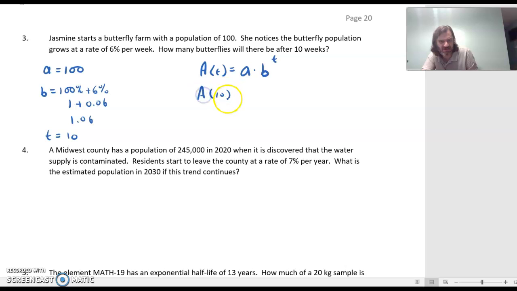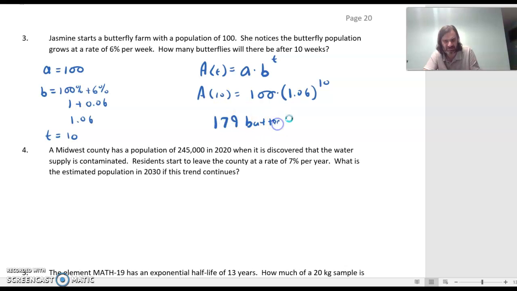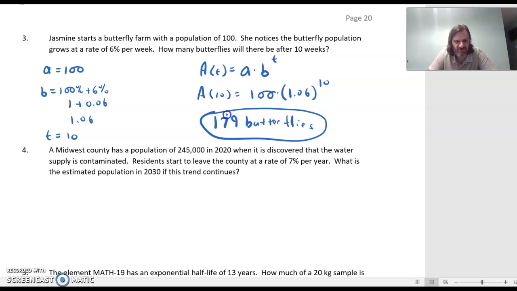A of 10 will equal 100 times 1.06 to the 10. So let's see how many butterflies she has at the end of 10 weeks. So it looks like 179 butterflies. Good stuff. All right. Number 4 down here.